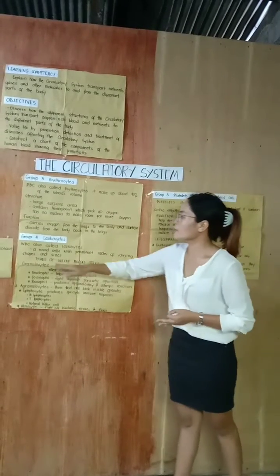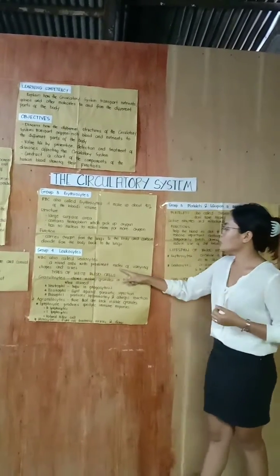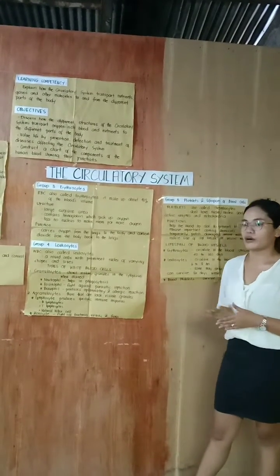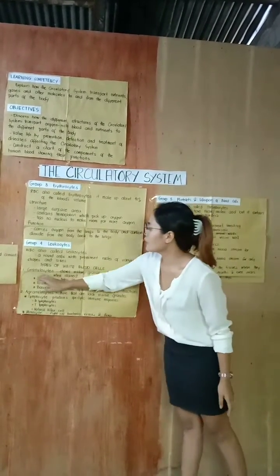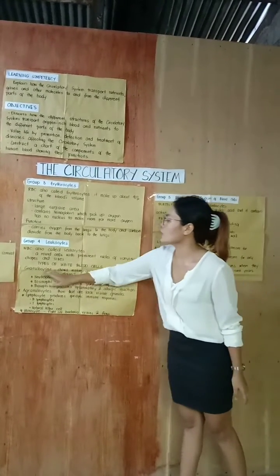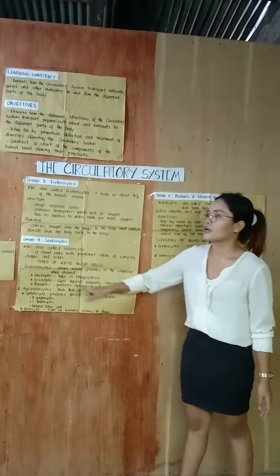And then, when we talk about the white blood cells, they are round cells with prominent nuclei of varying shapes and sizes. Then there are two types of white blood cells, the granulocytes and the agranulocytes. When we talk about granulocytes, it shows visible granules in the cytoplasm with stain.